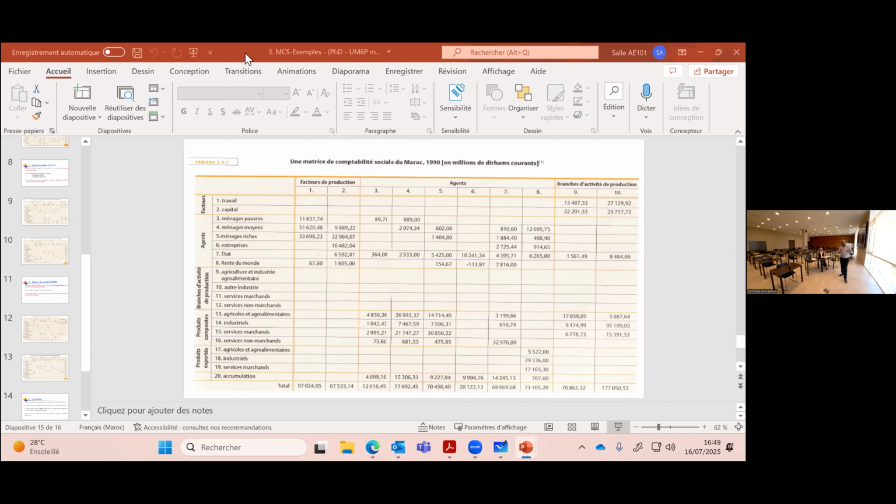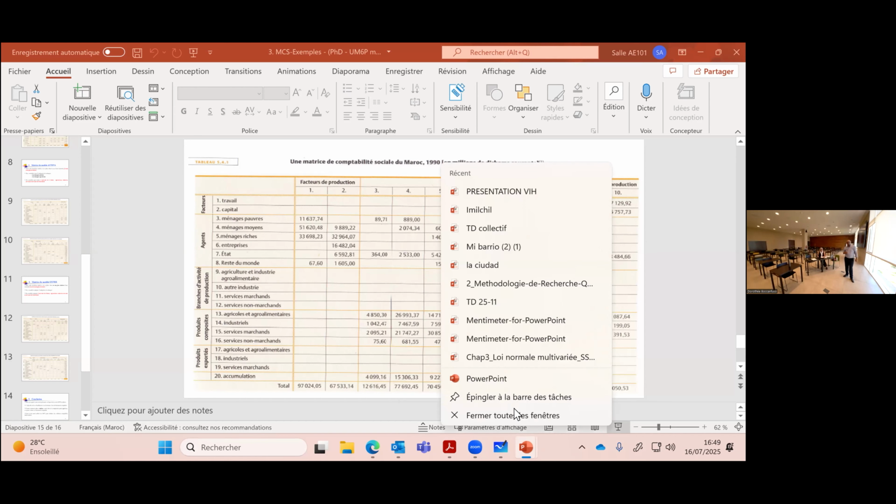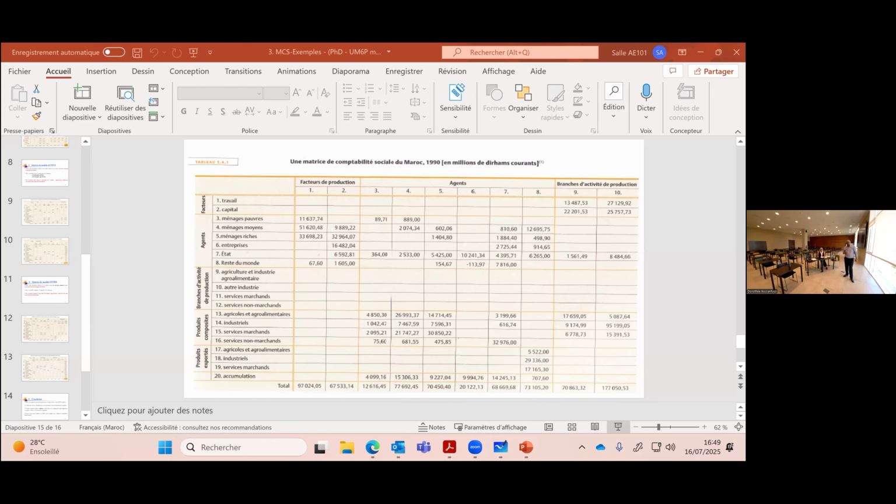C'est bloqué ça. Okay. Je peux le faire. I'm sorry. Control X. We have a problem with the screen. You cannot see the screen. Microsoft. I'm sorry.